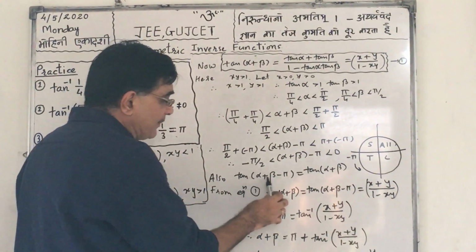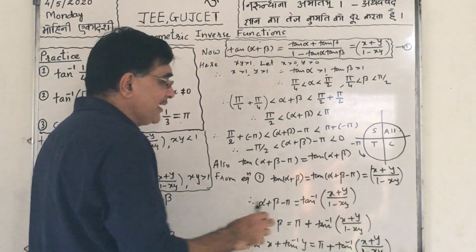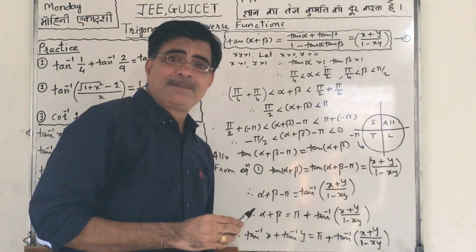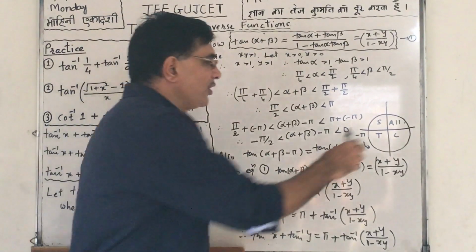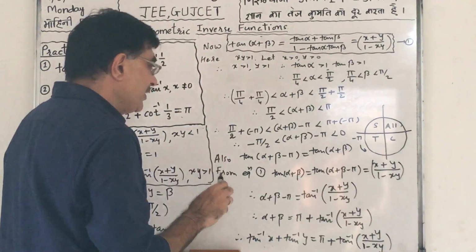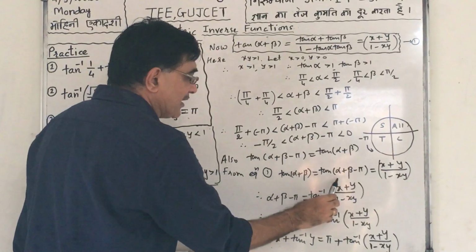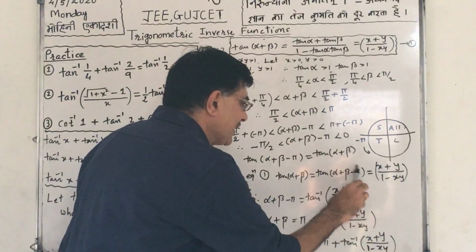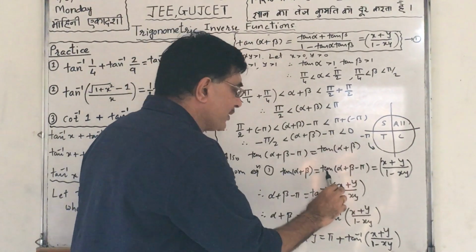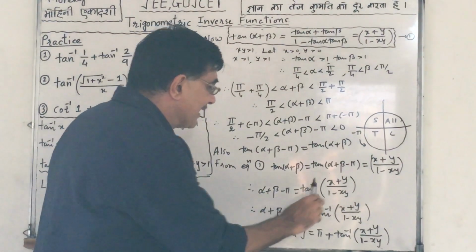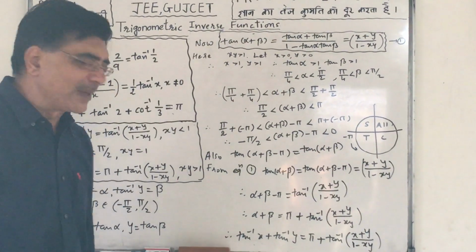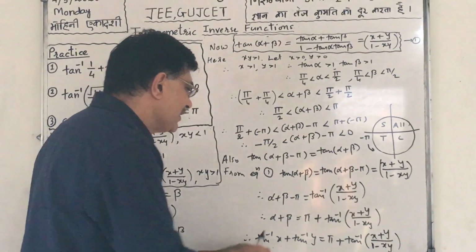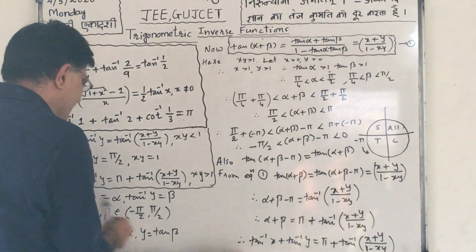Now we know that tan of (alpha plus beta minus pi) equals tan of (alpha plus beta). Why? Because see, minus pi is here, plus alpha plus beta, so we are in the third quadrant. And we know that in the third quadrant tan is positive, all STC. So it is tan of (alpha plus beta). Means for this tan of (alpha plus beta), we can write tan of (alpha plus beta minus pi) equals (x plus y) upon (1 minus xy). Now this angle is between minus pi by 2 and 0. So we can take alpha plus beta minus pi as tan inverse of (x plus y) upon (1 minus xy). So alpha plus beta equals pi plus tan inverse of (x plus y) upon (1 minus xy), where alpha was tan inverse x and beta was tan inverse y.